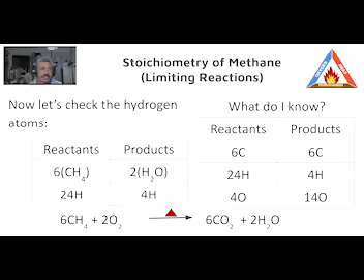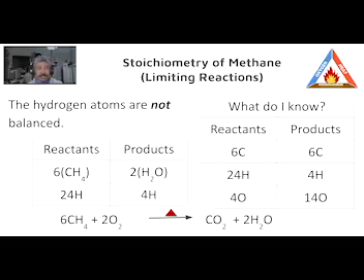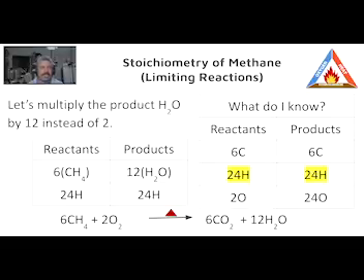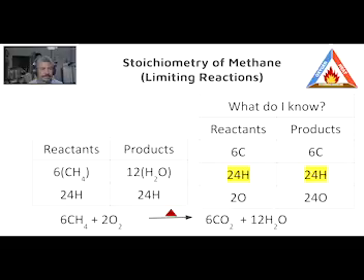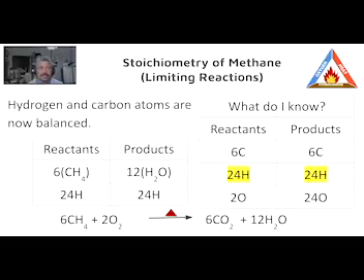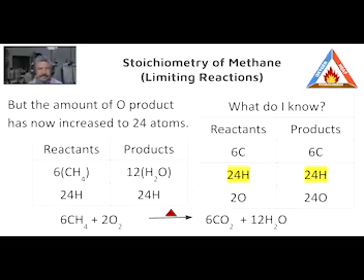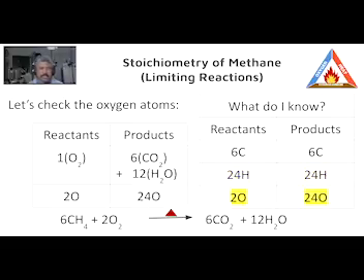Now let's move on to the hydrogen atoms. We have 24 moles of hydrogen atoms in the reactants, but only 4 in the products. Hydrogen atoms are definitely not balanced. What would you do? If we multiply the amount of water molecules by 12 instead of 2, we will now have 24 moles of hydrogen atoms on the products. 24 in the reactants, 24 in the products. The hydrogen and carbon atoms are now balanced. But you've noticed we've also changed the amount of oxygen atoms on the product side again. They've gone to 24.